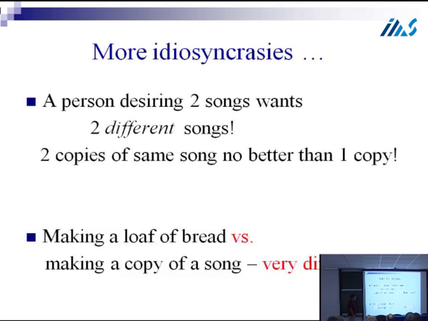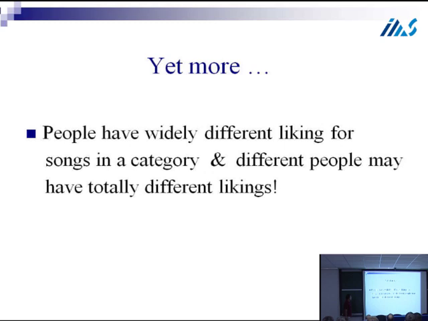Another difference that comes about when we talk about production, which I haven't introduced yet, is that when you make a loaf of bread, the world is better off in some sense. When you make a copy of a song, well, not really, unless you make a really new song, which is a different matter. Now, in digital goods, people have very, very different liking for songs in the same category. Some people love these songs, and some people hate these songs, and another person may be completely the opposite. And we have to certainly take this kind of thing into consideration.